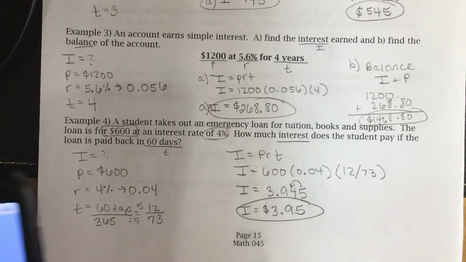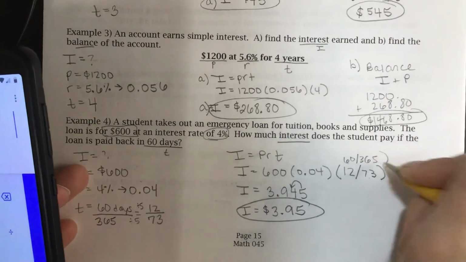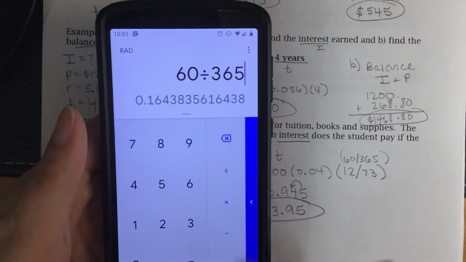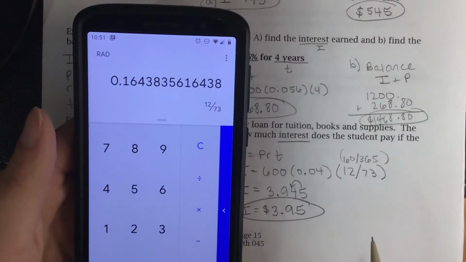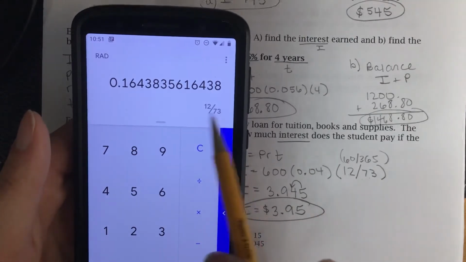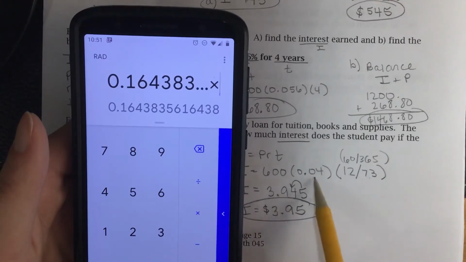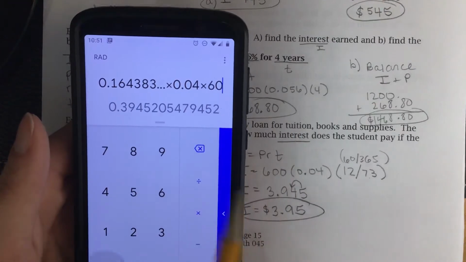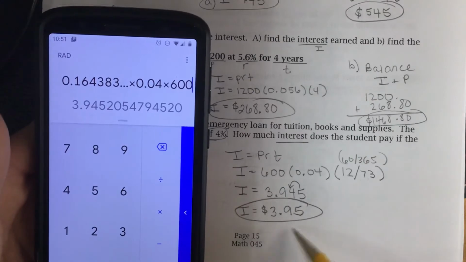Again, if this number had been 60 out of 365, I would have done that first. So 60 divided by 365 gives you the same number that you get for 12 over 73. I would hit enter. Then the calculator takes that same number, if you have a good calculator that keeps the memory, and you multiply it by 0.04, then multiply by your 600. So I'm working backwards, which is fine because of the commutative property, to get my decimal and then my answer.